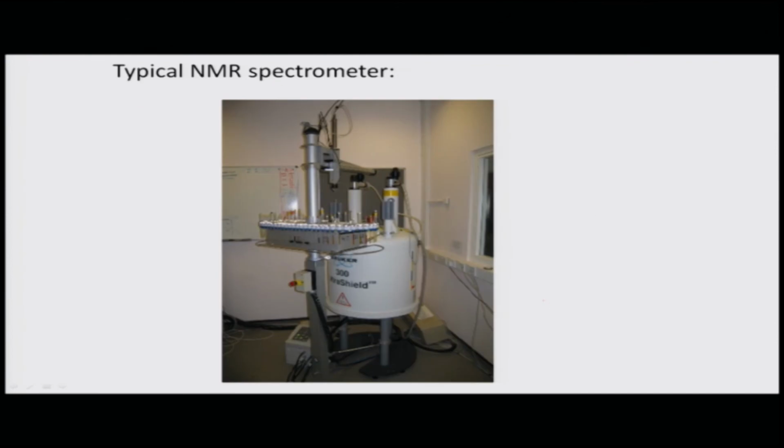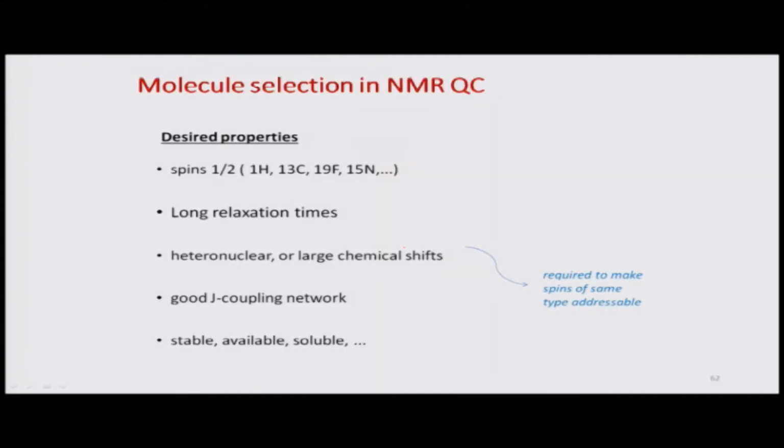So, this is how a typical NMR spectrometer, this is a 300 megahertz Bruker spectrometer, looks like. There are many different versions of it nowadays. There are 800 megahertz NMR spectrometers which are very powerful compared to these, and it can do a lot more interesting work with it. The molecular selection for NMR quantum computing has to be also done very carefully.